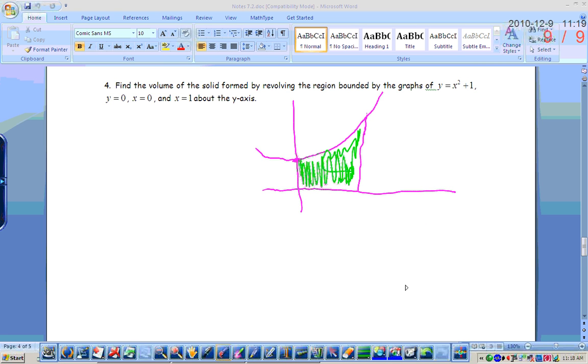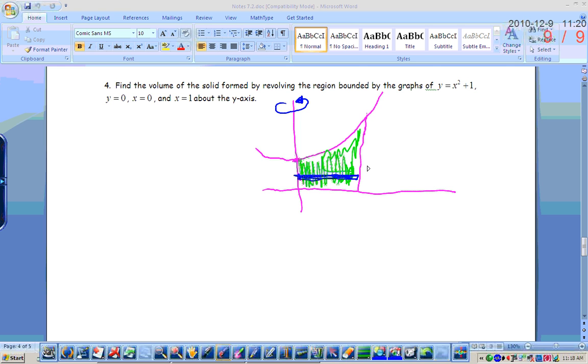Okay, now what are we revolving this figure around? The y-axis. Now when you revolve around the y-axis, the representative rectangle that we're talking about needs to be perpendicular to the y-axis. So it's going to have to be right here. Is that a good place to draw it, or should I have drawn it somewhere else? That's fine.